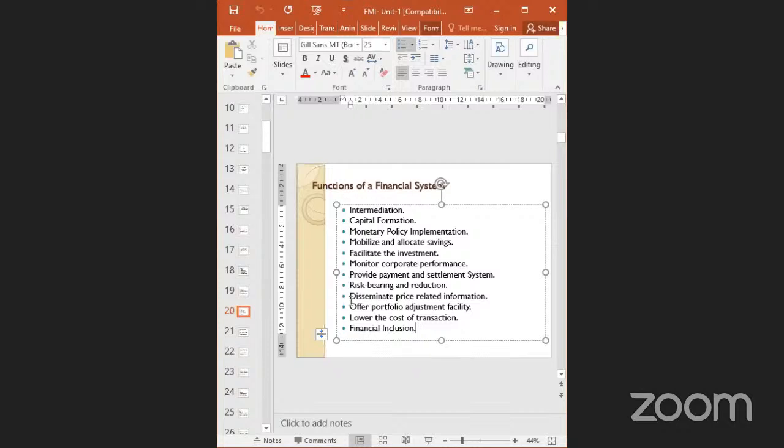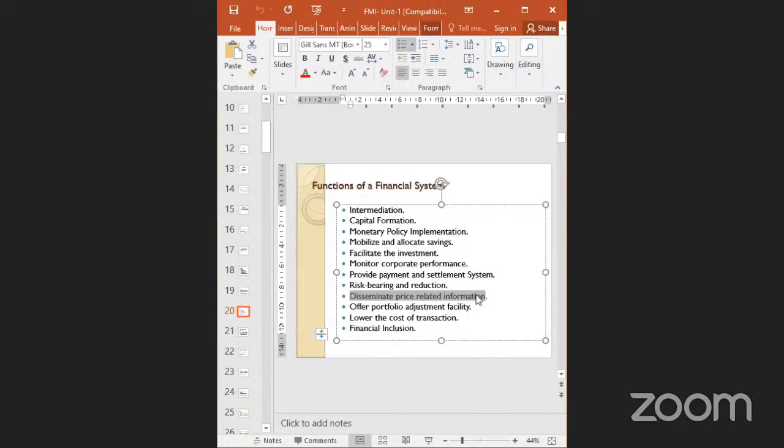What else was there? Disseminate price related information. That means any changes. For example, suddenly RBI says that the loan interest rate is increased by 0.5%. So immediately, whether you are taking a loan or not, if you are a registered customer, the message will come to your mobile phone with immediate effect. So that is called disseminating the price related information immediately to the customers.